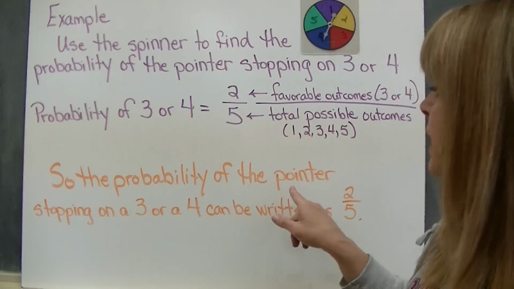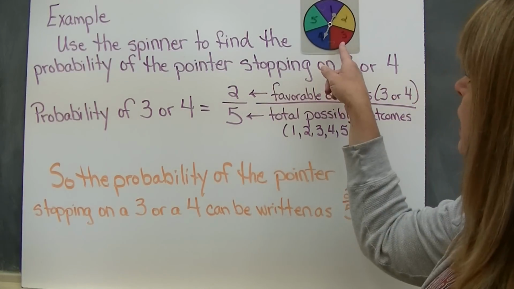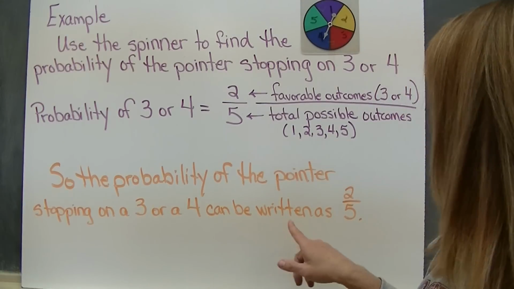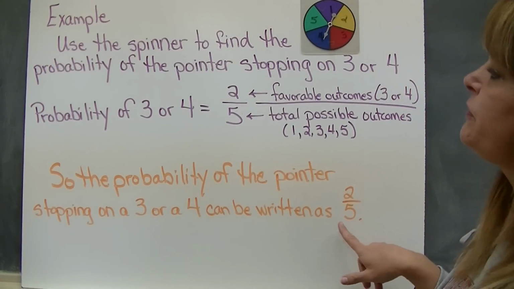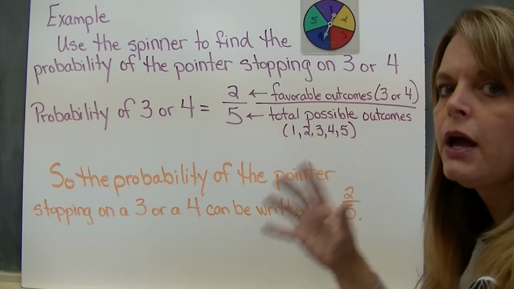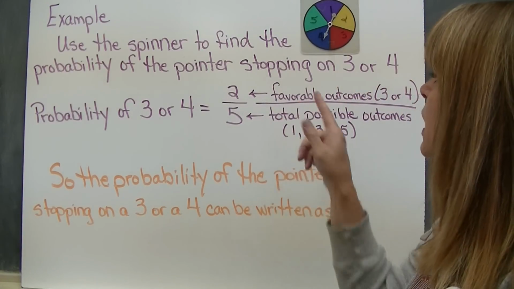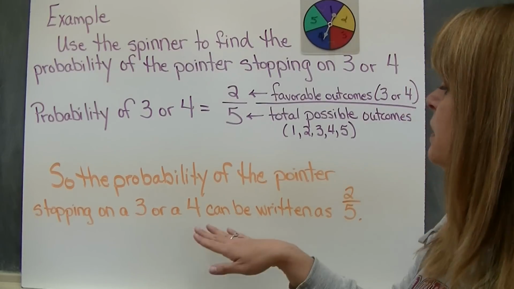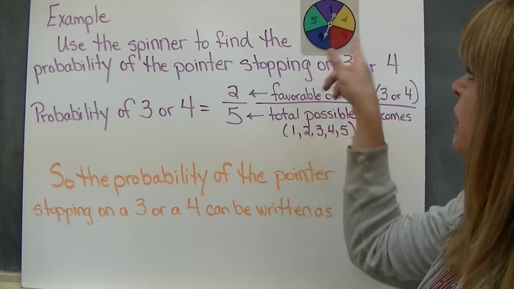The probability of my pointer stopping on 3 or 4 can be written as 2/5. It's very important that you remember 3 or 4. Either one of them will satisfy my favorable outcome. So it would be written as 2/5.